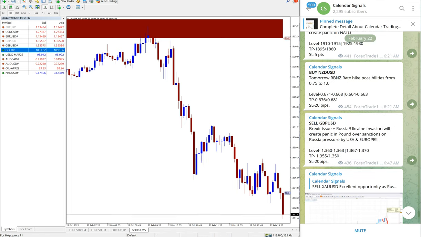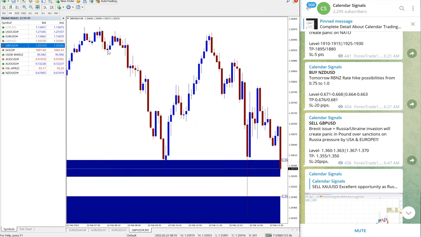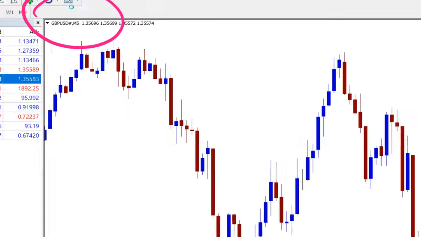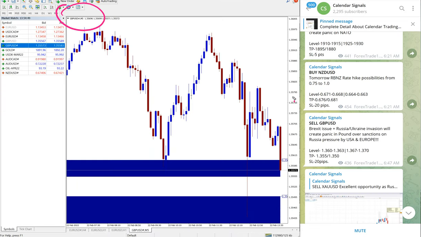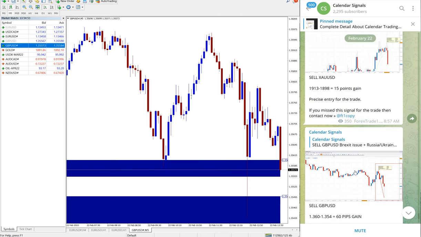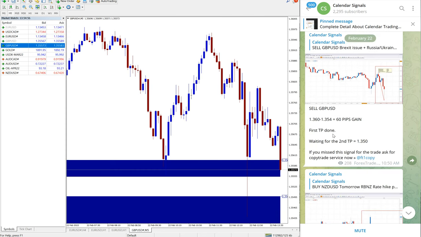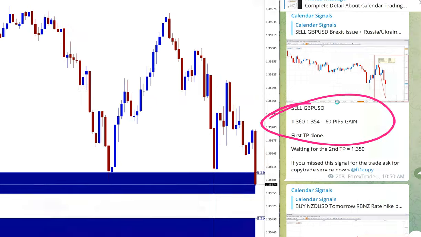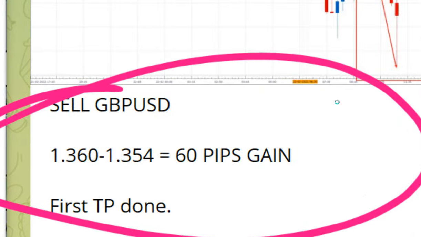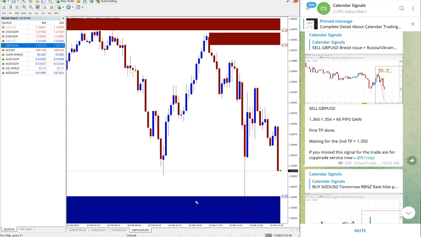Then the next signal, sell GBPUSD. Here is the GBPUSD chart. You can see the 5 minutes GBPUSD chart opened here, and GBPUSD also moved in our predicted direction and made 60 pips gain, as we have updated on our channel. 1.360 is the entry, till 1.354 it moved, so 60 pips gain. And the first target reached, that's what we have mentioned.